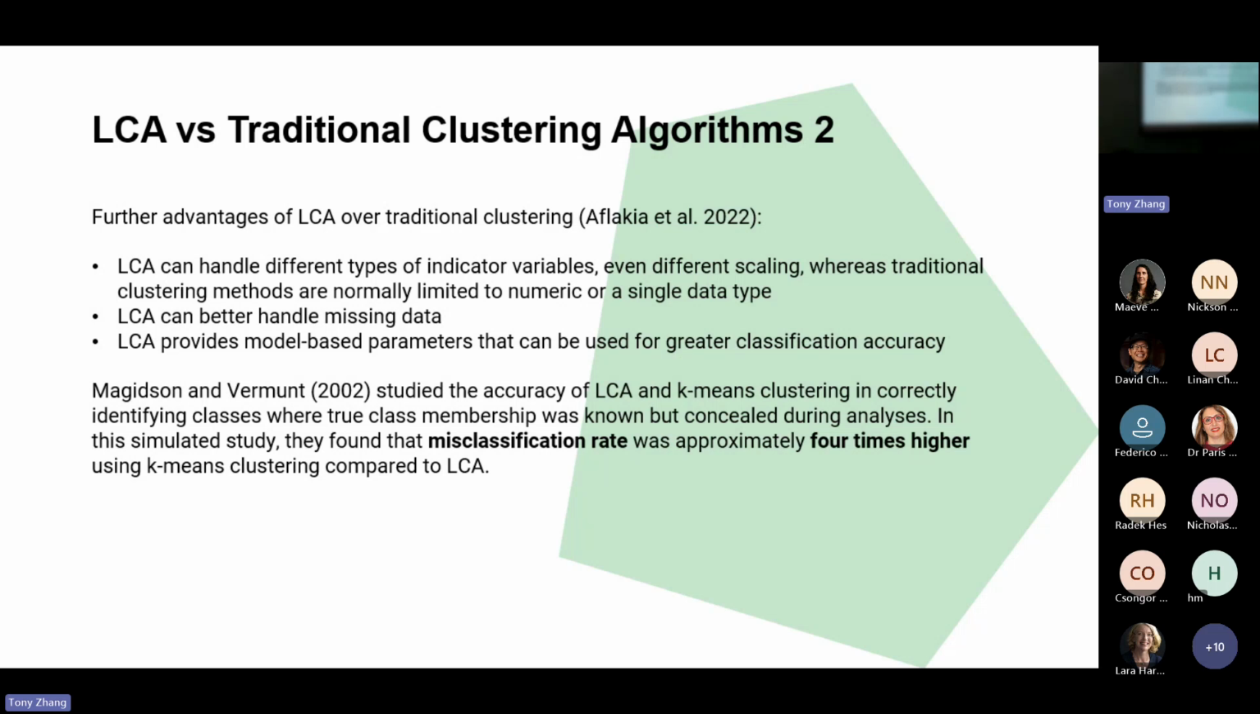There was a very famous simulation study back in 2002 in which researchers studied the accuracy of the LCA and k-means clustering in correctly identifying classes where the true class membership was known but concealed during analysis. They found that the misclassification rate was 4 times higher using the traditional method compared to the LCA.